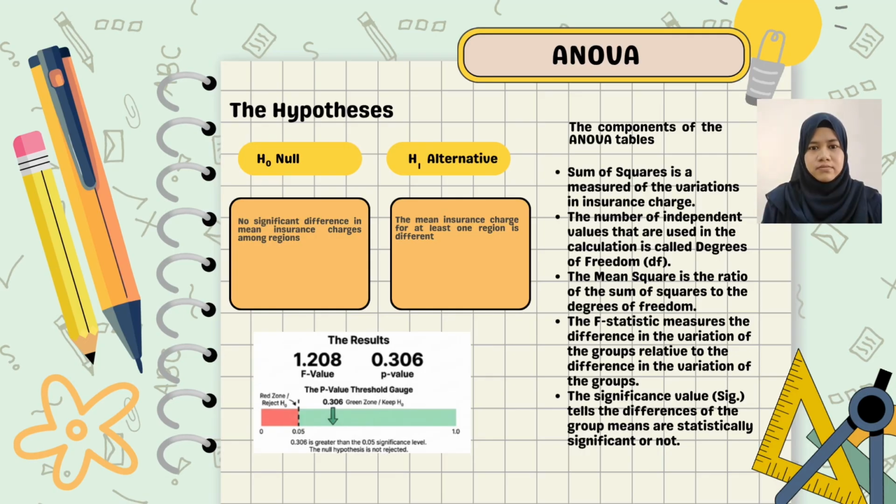others. Based on the ANOVA analysis, the F value obtained is 1.208, while the significance value, also known as the p-value, is 0.306. To make a decision, we compare the p-value with the significance level of 0.05. Since the p-value of 0.306 is greater than 0.05, the null hypothesis is not rejected.